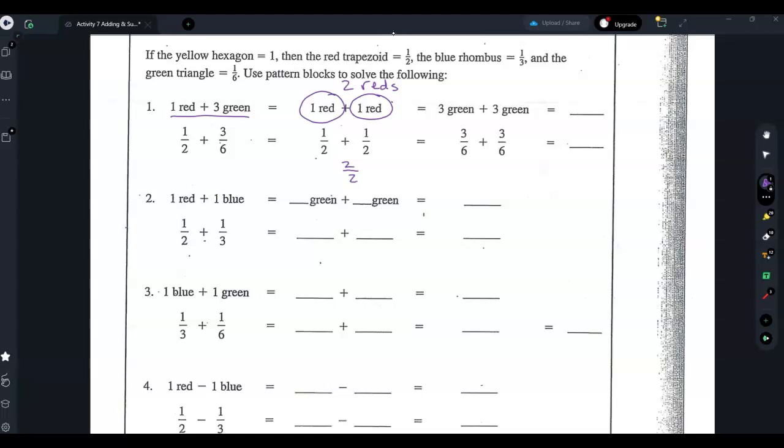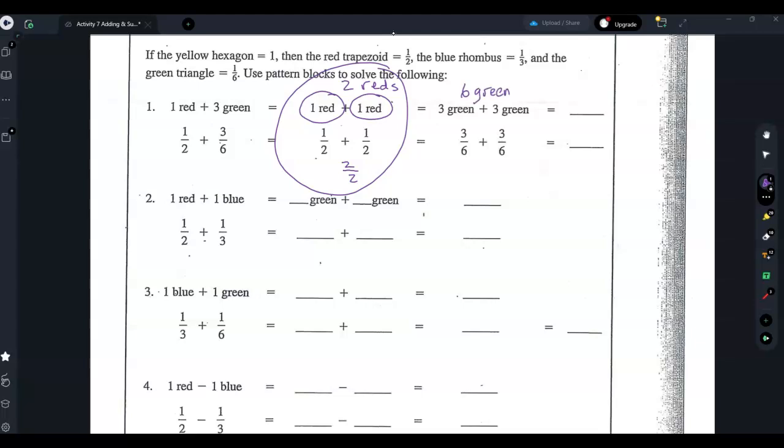So that would be if I skipped this step, right? If I start with my original one red plus three green, the one red becomes three greens, right? So this is the same thing here. And so then my problem becomes three greens plus three greens. And again, they're the same thing. Three greens plus three greens is six greens.